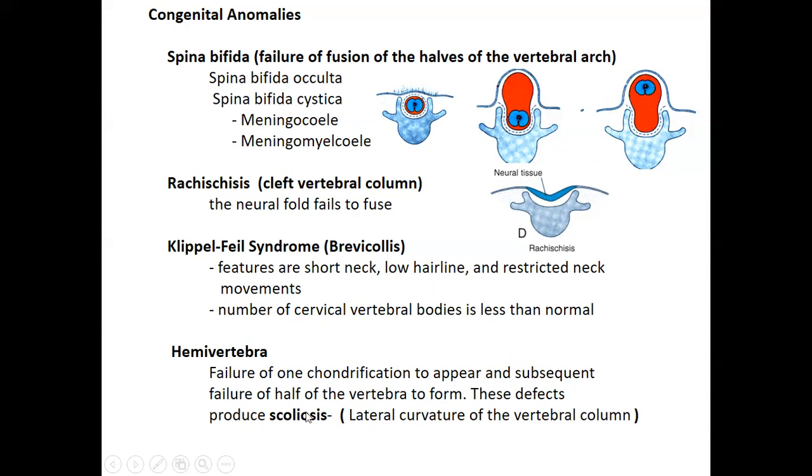So this defect will produce a scoliosis. Okay, and I hope you know what scoliosis is. This scoliosis is quite common. Scoliosis is the lateral curvature of the vertebral column. Okay, the scoliosis here is due to the hemivertebra.